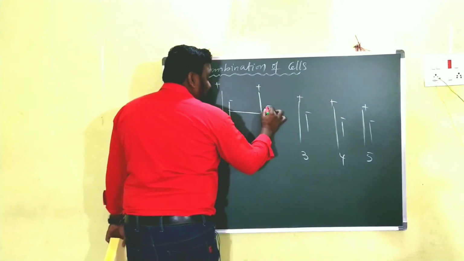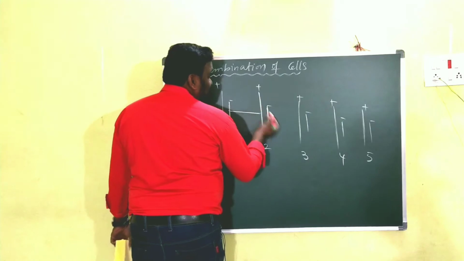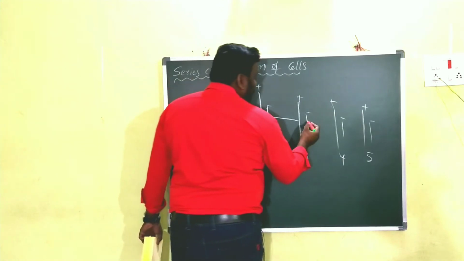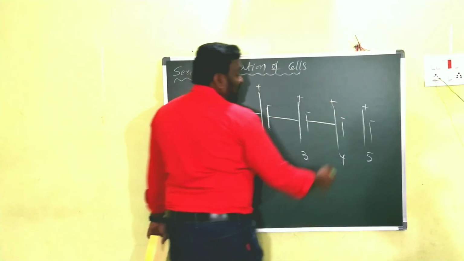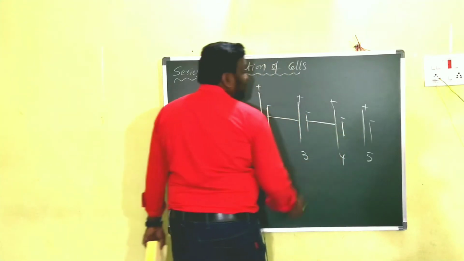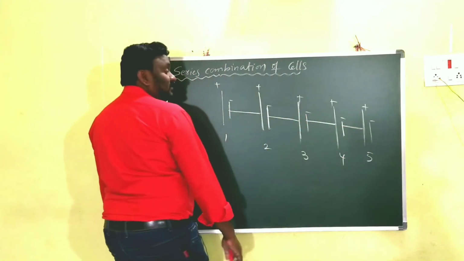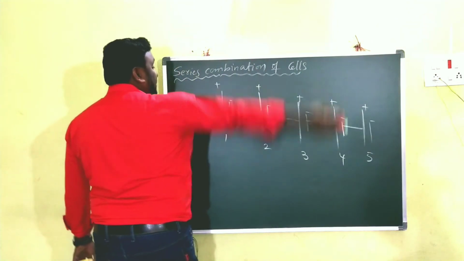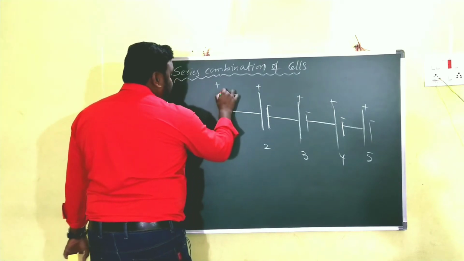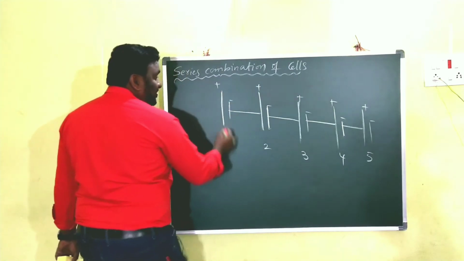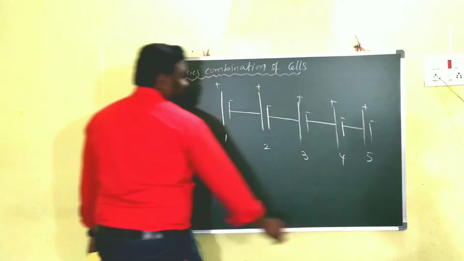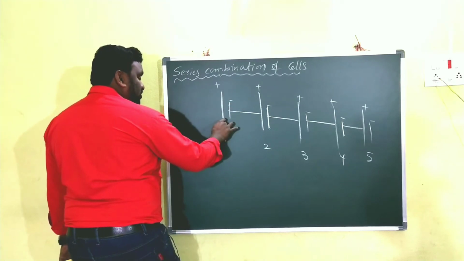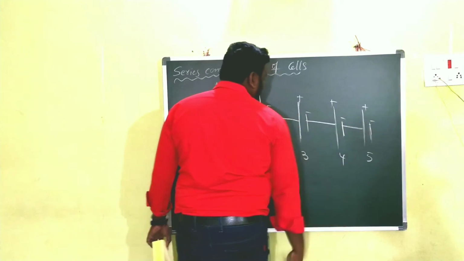That means the negative of the second cell should be joined to the positive of the third cell. Again, the negative of the third cell is given to the positive of the fourth cell, and again the negative of the fourth cell is given to the positive of the next, and so on. Simply we are connecting the negative of one cell to the positive of the next cell. So finally what remains? The positive of the first cell and the negative of the last cell.